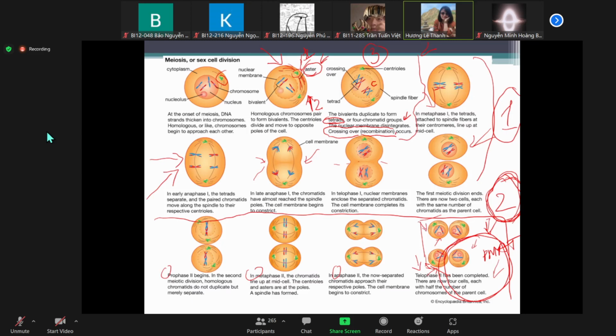Pay attention to this. And about the meiosis, I will note it to you later. So now we see a video about how meiosis happens. So we see animations.